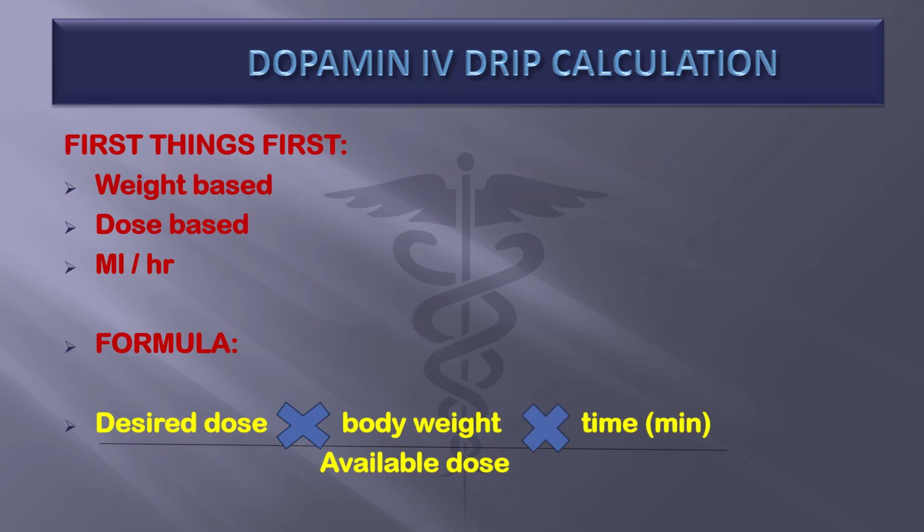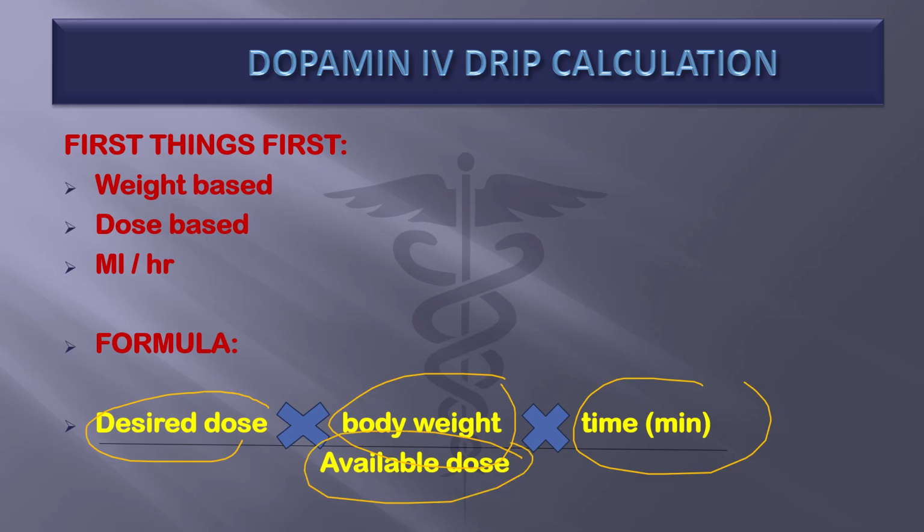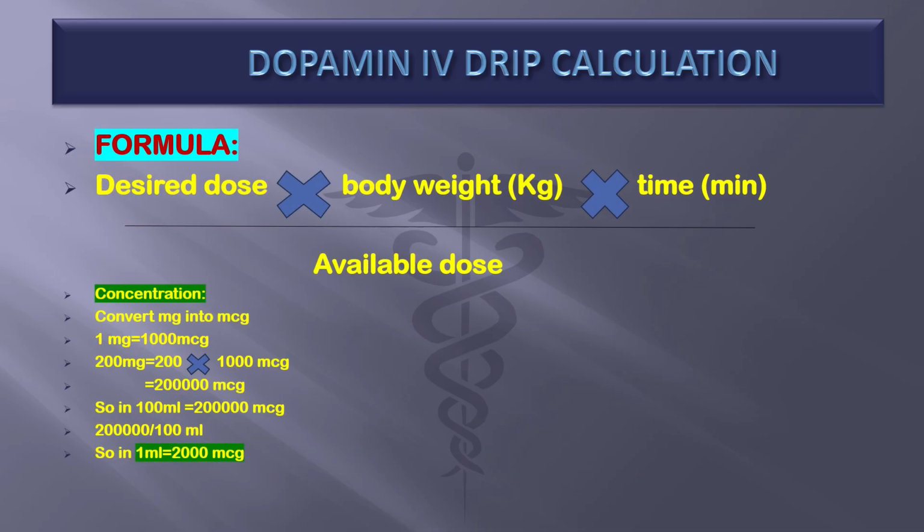So first things first, weight based. You must know that your dopamine is always weight based. So you must have a weight in hand. It is always dose based. It is always given in ml per hour. So your formula has 4 important components: your desired dose, your body weight, your time, and your available dose. The formula comes as desired dose into body weight into time. Time is 60, that is, in its minutes form, divided by the available dose.